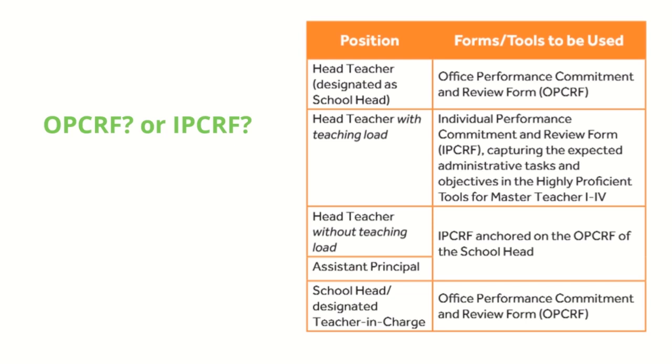So you're not going to use the proficient, but the highly proficient tool, equivalent to master teacher 1 to 4. And if you're a head teacher without teaching load, well, the IPCRF is anchored on the OPCRF of the school head. If you are the assistant principal, you should have an IPCRF anchored on the OPCRF of the school head. And if you are a school head designated as a teacher in charge, a TIC2, well, you need to use the OPCRF.